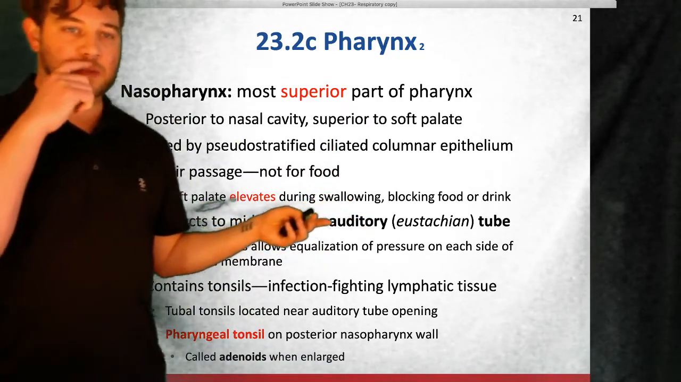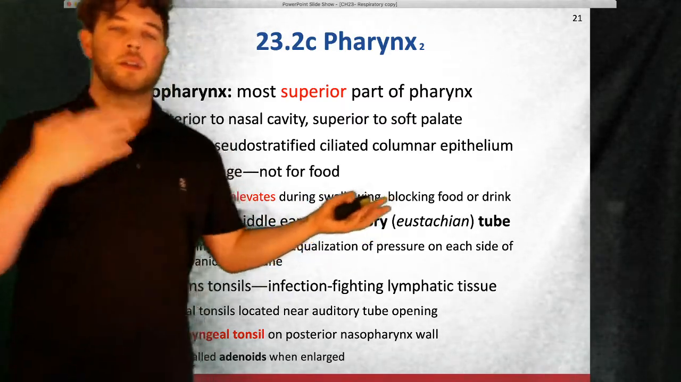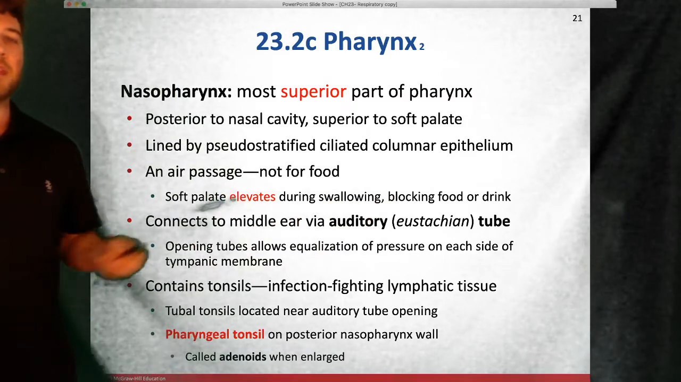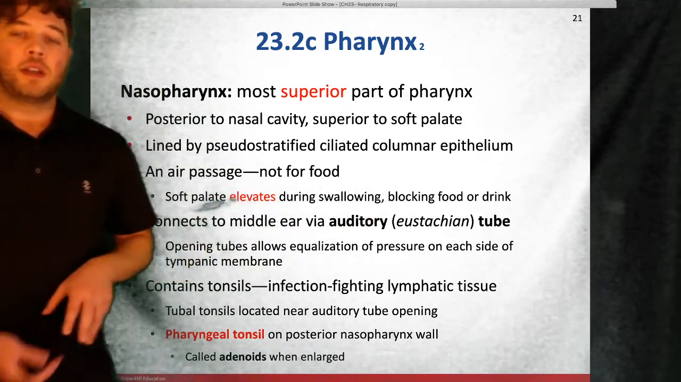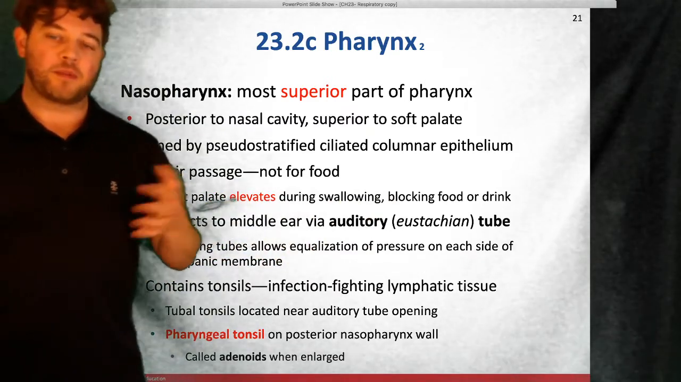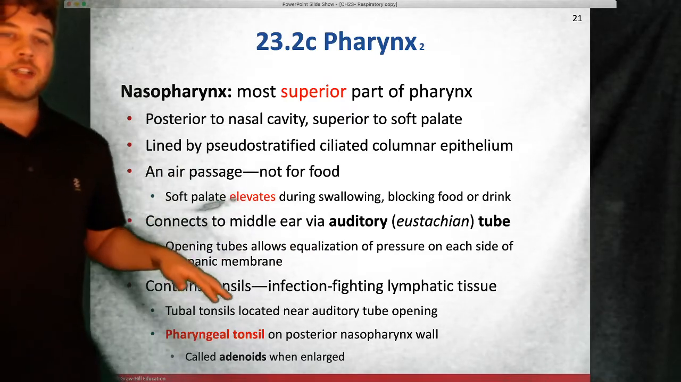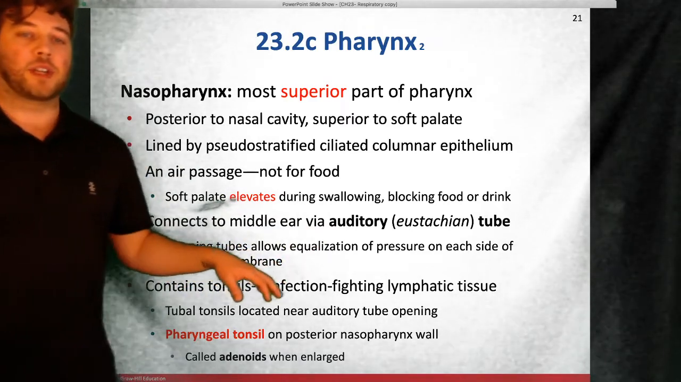So it's not your uvula. Well, your uvula is part of your soft palate, so it's all elevating up to block food going up. It connects to the middle ear via the auditory or eustachian tube. Opening allows for equalization of pressure on each side of the tympanic membrane of your ear. It contains your tonsils as well, and those are the pharyngeal tonsils. The tubal tonsils are located near the auditory tube.